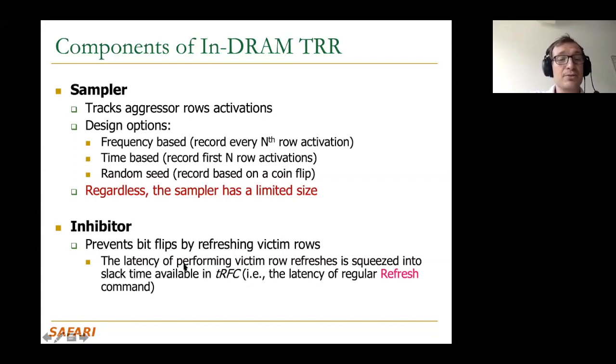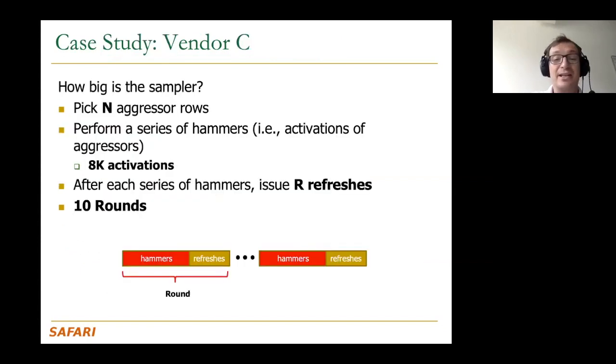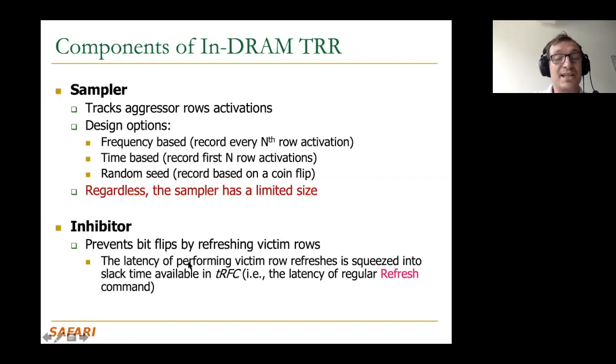And what DRAM manufacturers do, I discussed this last time also briefly: the latency of performing these victim row refreshes is squeezed into the slack that's available in the refresh cycle. Basically, you send a refresh command from the memory controller. The DRAM manufacturer says it takes, I don't know, 300 nanoseconds, but it actually takes 100 nanoseconds. Now you have a 200 nanosecond slack in terms of that refresh command, which the DRAM manufacturers can use to sneak in some preventive refreshes from this inhibitor. Once the sampler says, okay, refresh these adjacent rows of this aggressor, the inhibitor sneaks in those refreshes. That's the idea over here.